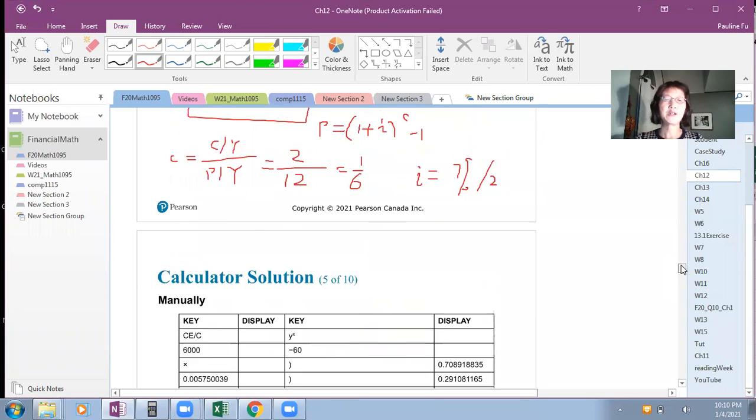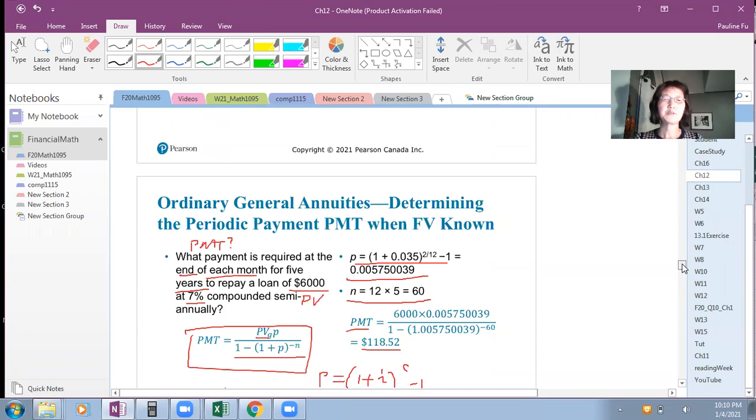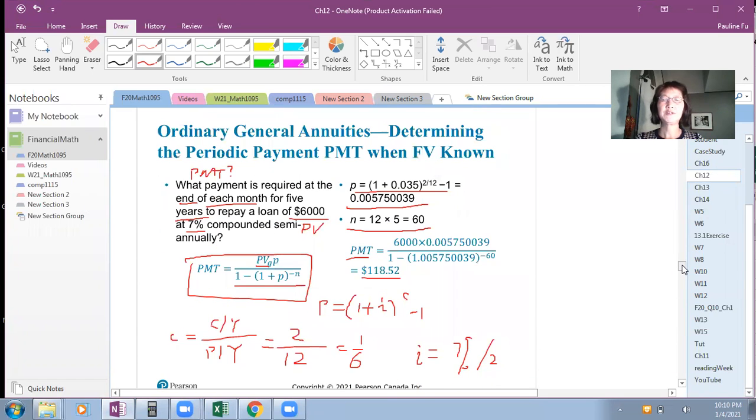So in summary, this lecture covered 2 topics. 1, calculate present value of ordinary general annuity. 2, calculate payment PMT for ordinary general annuity. Okay. And that's all for this lecture. Thank you so much. See you next time for calculating the term N and interest for ordinary general annuity.